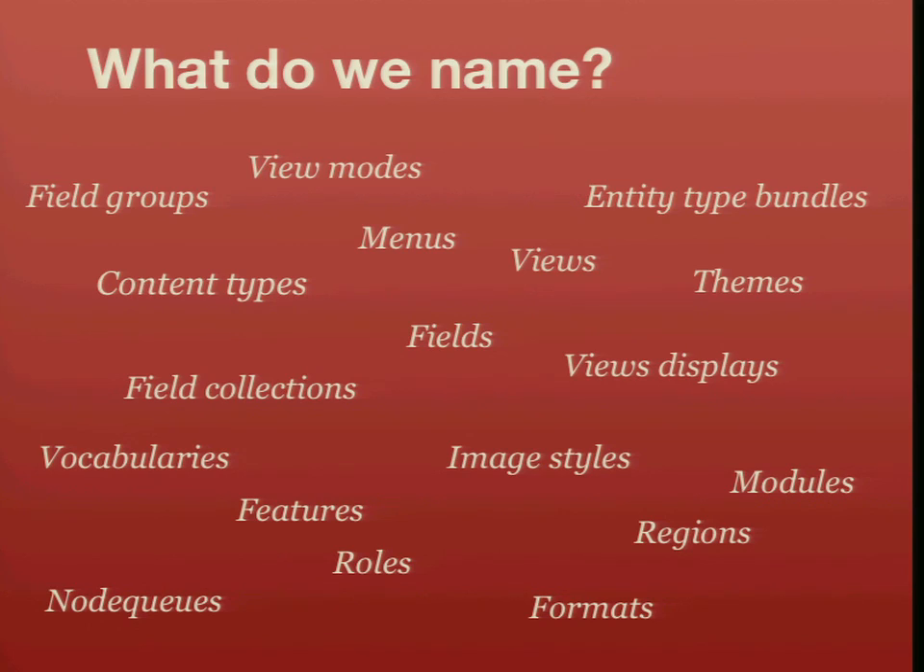You're constantly being given this text field where it says name, title, label, human readable name, machine name. What are you putting in those fields? How much thought are you giving to what you're putting in those fields?